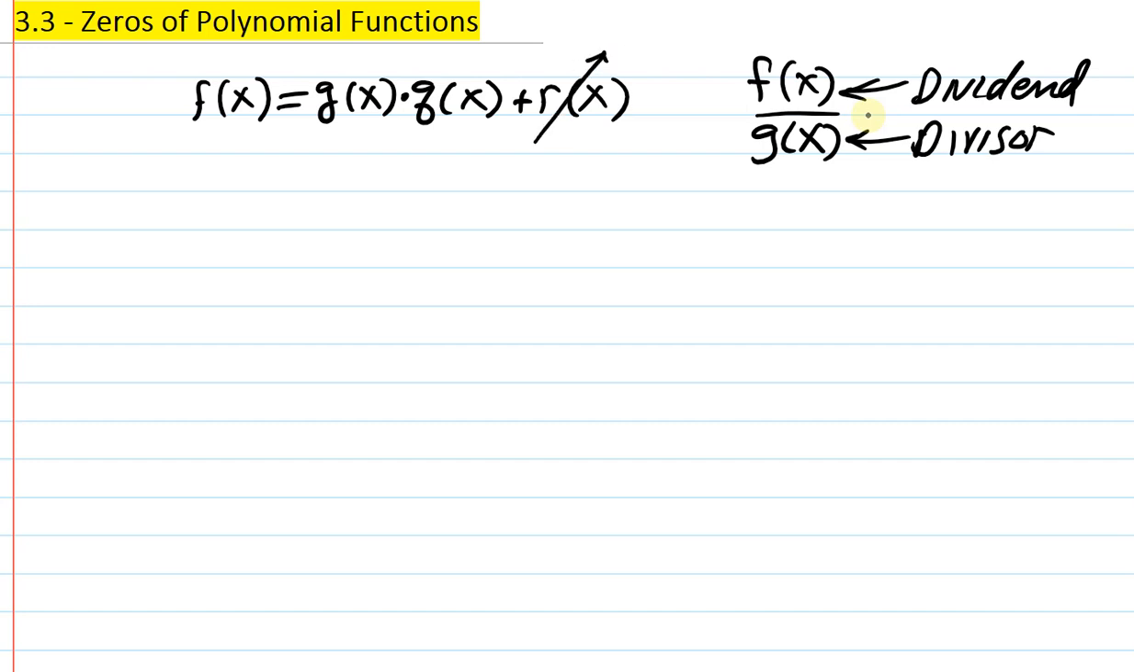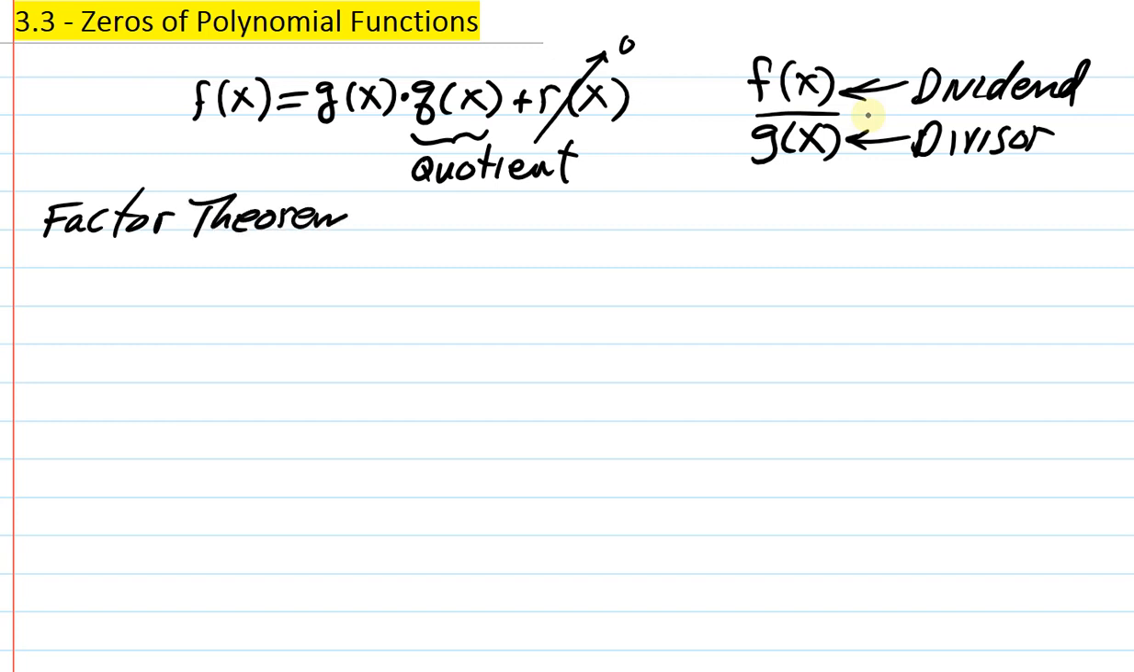Now, if the remainder is 0, we can write any polynomial function as a divisor times a quotient. And this is what the quotient function is. This is going to lead to what we call our factor theorem. This is actually a theorem in this section for us. The factor theorem is pretty simple.